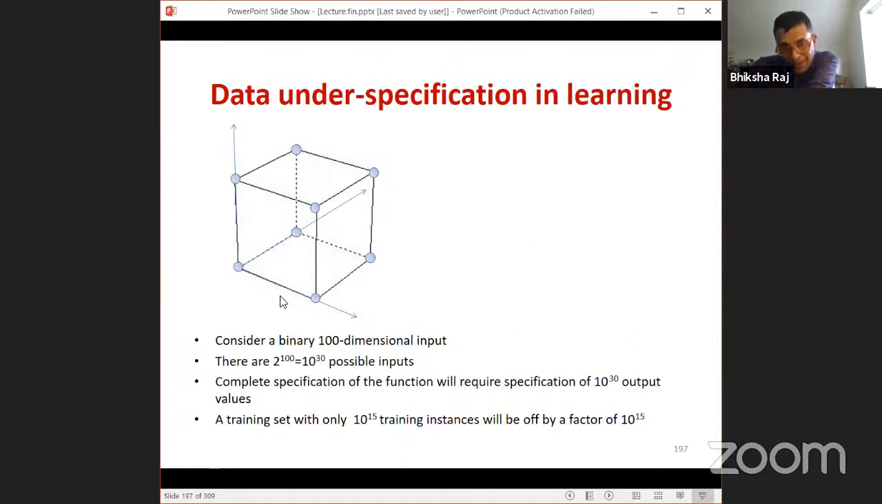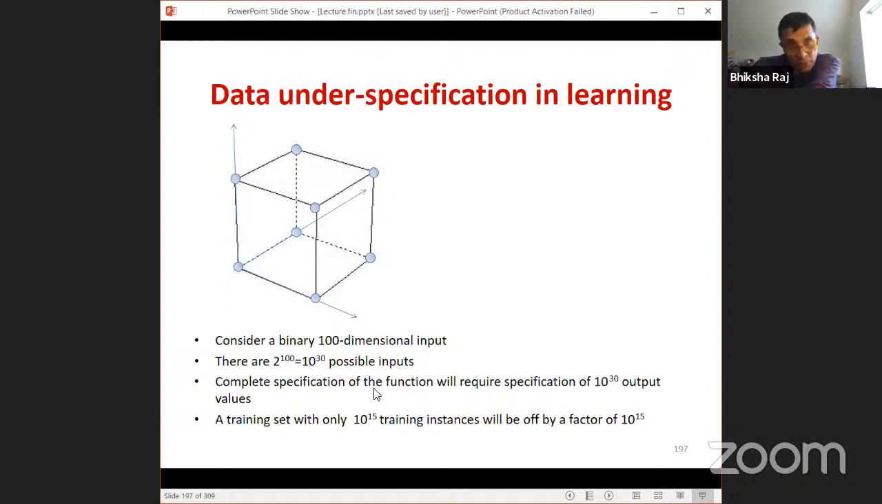Because the inputs are all binary, all the possible inputs are going to be the corners of this 100 dimensional hypercube. If I want to learn a function on this 100 dimensional input, I want to know the function value at each of these 2 raised to 100 corners. Now suppose I give you 10 raised to 15 training examples, 1,000 trillion training examples, to learn this very trivial 100 dimensional binary function from. Remember, in real life, your inputs are going to have far greater dimensions than 100, and the function is not even going to be binary, right?